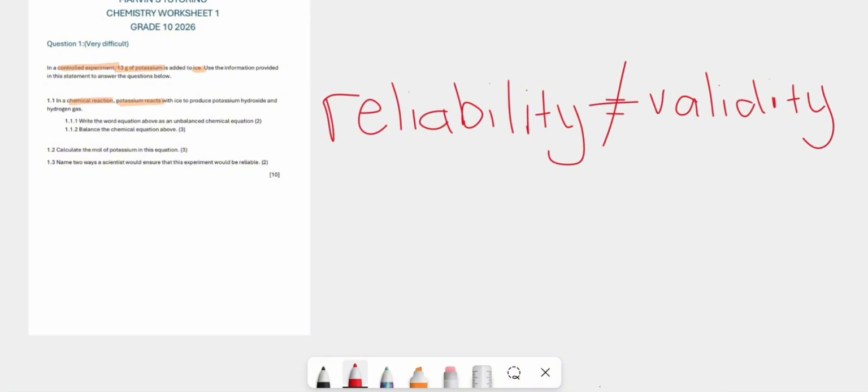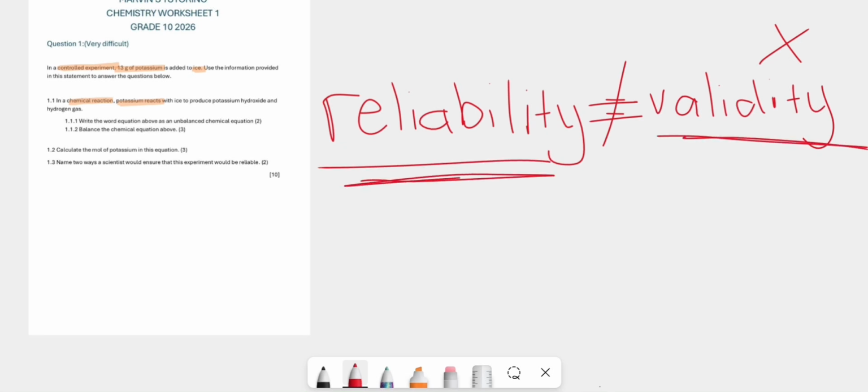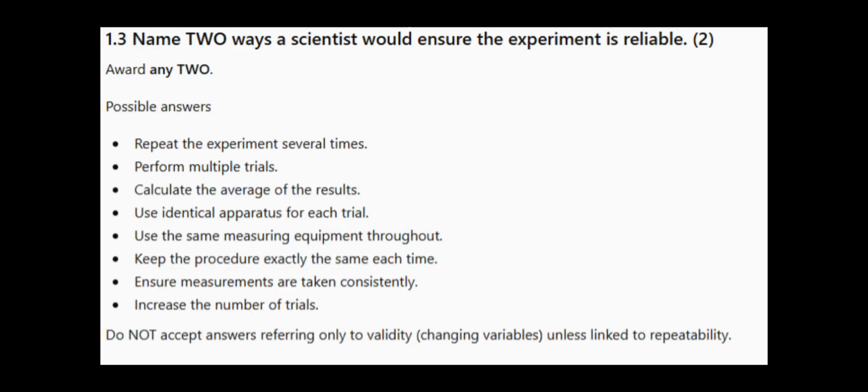So if you wrote something that would have answered the question, if you were saying how would you make it more valid, then your answer would have automatically been wrong. Validity and reliability are not the same. They are not the same. Okay, and those are the answers on the screen that you could have given.